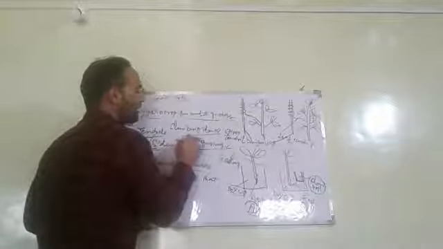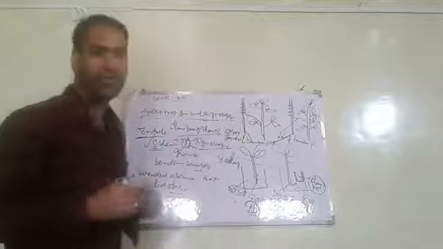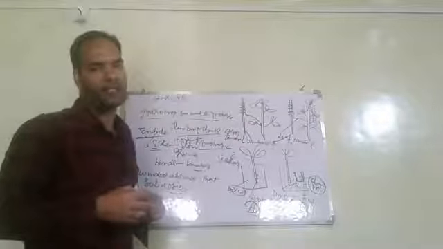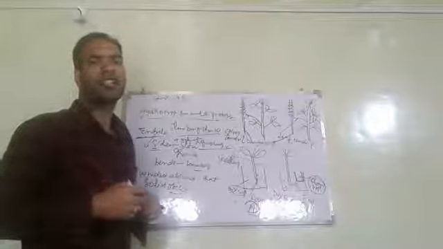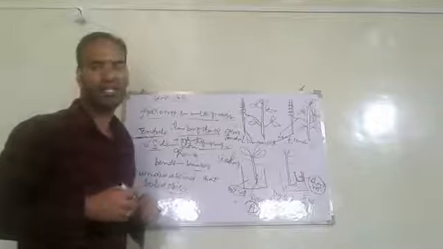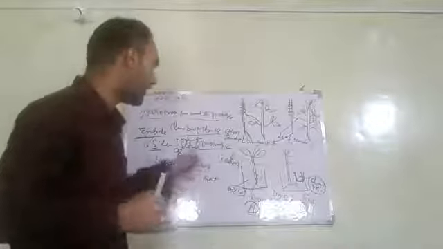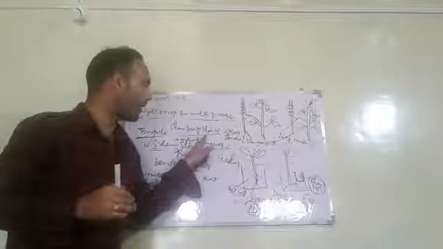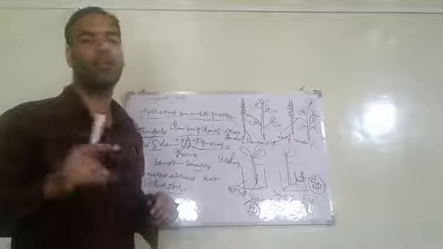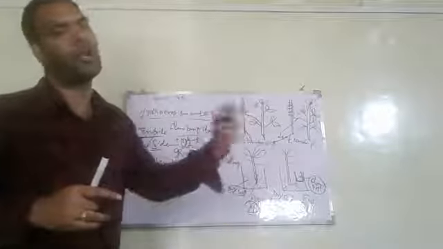What does this mean? This means that when the tendrils of climbing plants come in contact with solid support or solid object, these tendrils get bent towards that solid object or solid support. That is why the tendrils of climbing plants are positively thigmotropic. They grow towards the direction of stimulus of touch or object.